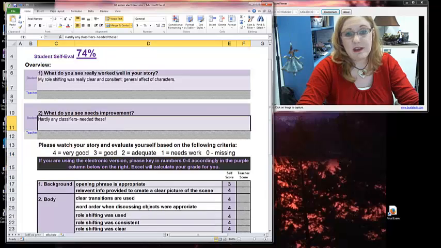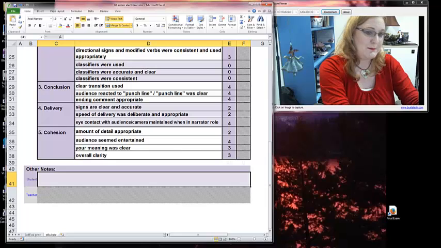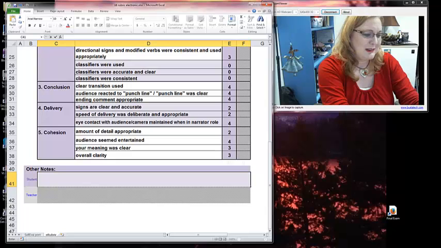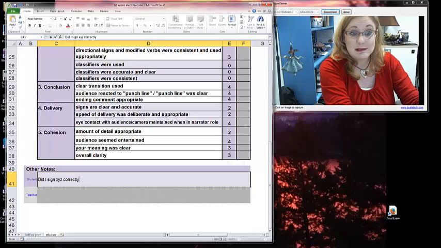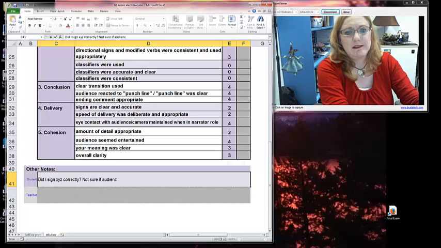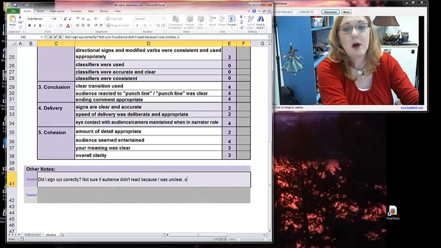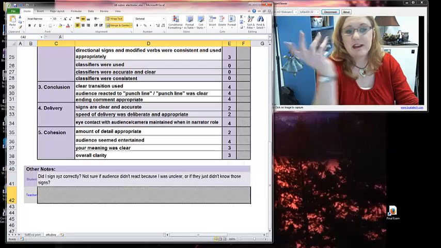So I got this, and then I went through, and it's all added up for me. The other notes would be, did I sign whatever XYZ correctly? Or not sure if the audience didn't react because I was unclear, or if they just didn't know those signs. Things like that.